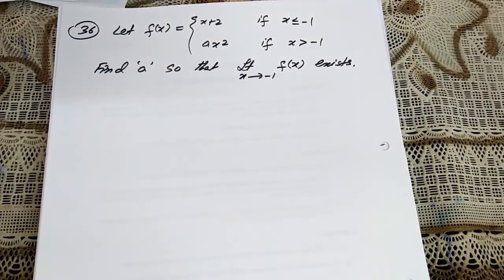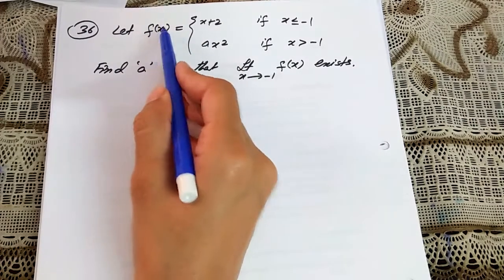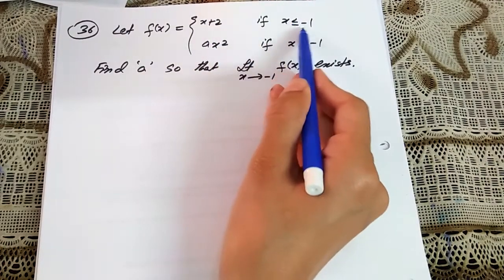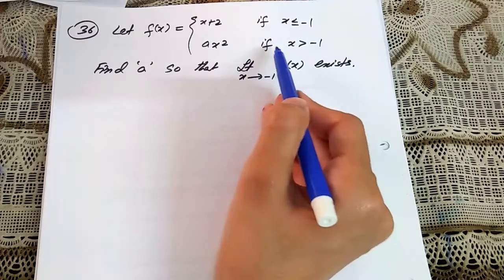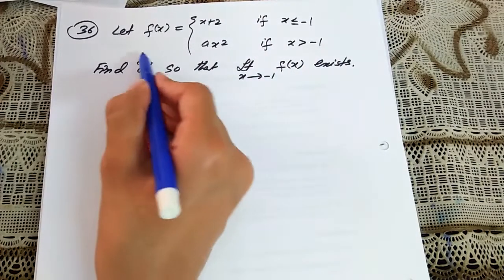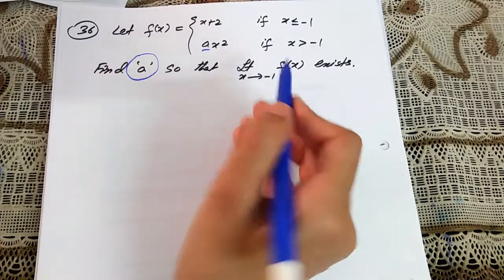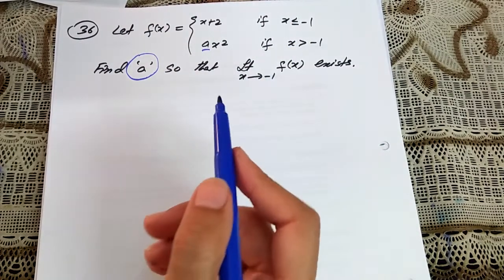Now question number 36 of the same exercise. Let f of x be given here. This is a piecewise function: x plus 2 if x is less than or equal to -1, and a x square if x is greater than -1. We need to find the value of a so that the limit exists. The limit exists in only one case. What is that case?